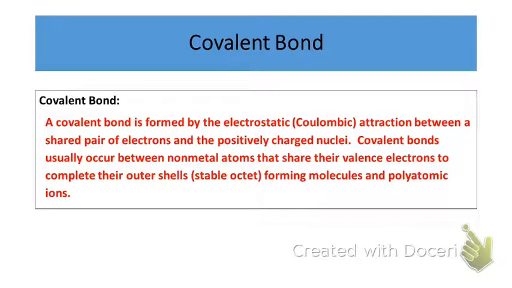All right, so let's get into the definition of covalent bond. A covalent bond is formed by the electrostatic or Coulombic attractions between a shared pair of electrons and the positively charged nuclei. Covalent bonds usually occur between nonmetal atoms that share their valence electrons to complete their outer shells, or to form that stable octet that we've referred to in previous lessons, forming both molecules or polyatomic ions.